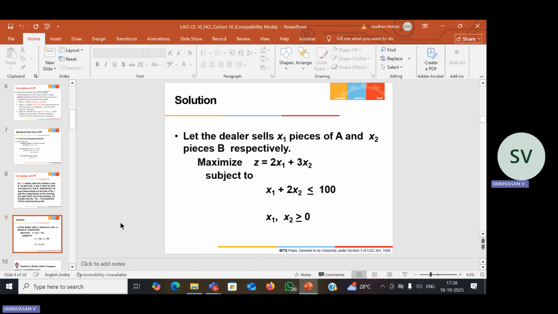Let the dealer sell, so you should know the number of pieces being sold to get the profit, isn't it? X1 pieces of A, because you have to bring in the variable, and X2 pieces of B respectively. So now you need to go for profit.